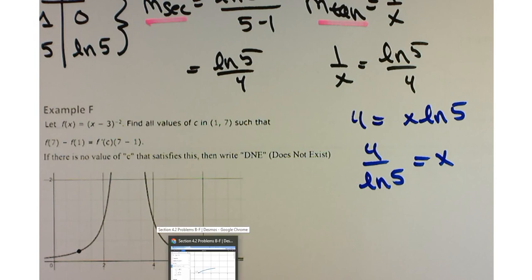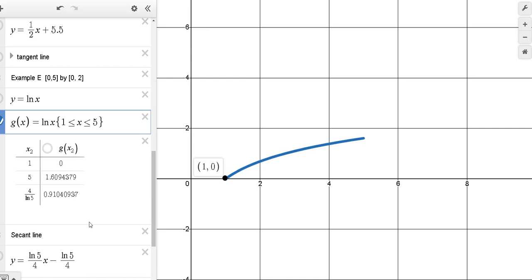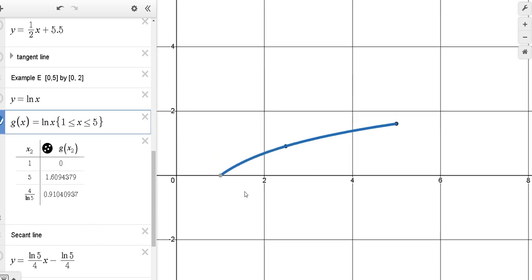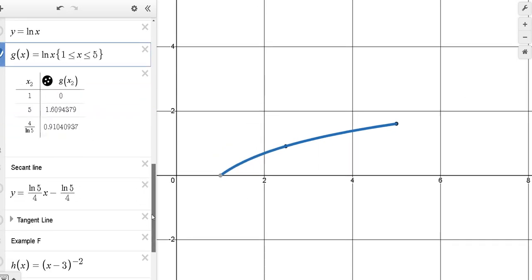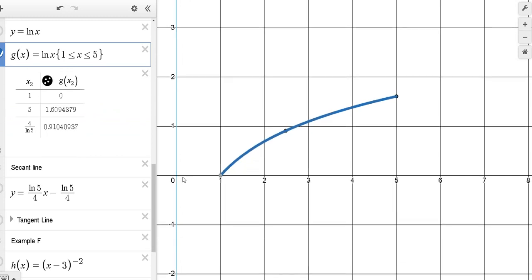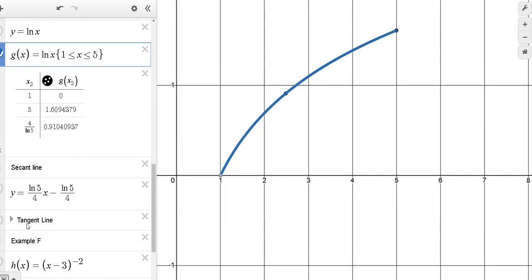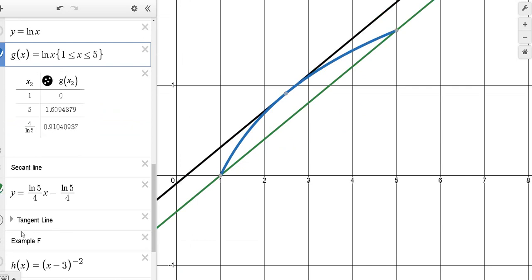And let's see what that looks like on our graph. So here's all our relevant points. And let me just try and make this a little bit more dramatic. There we go. Here's your secant line, and here's your tangent line. Both look remarkably parallel. So looking good on that one. All right, last but not least, example F.